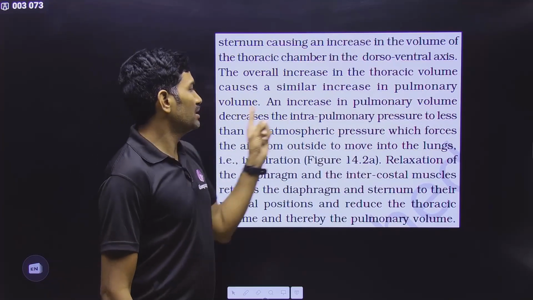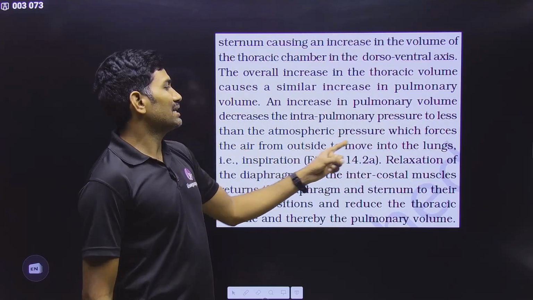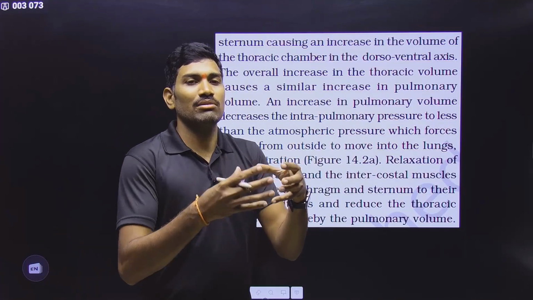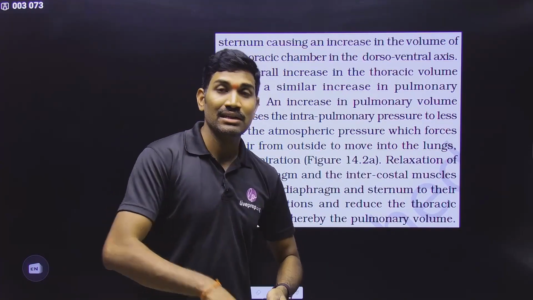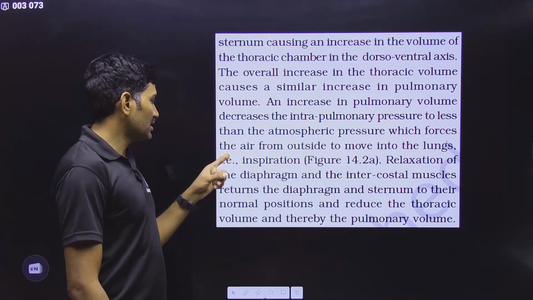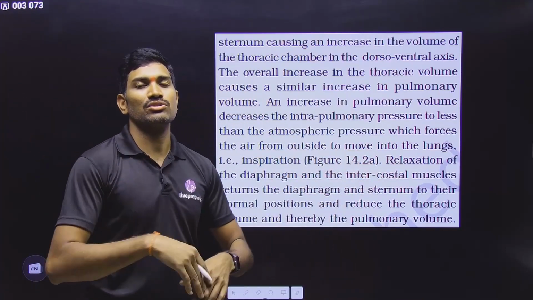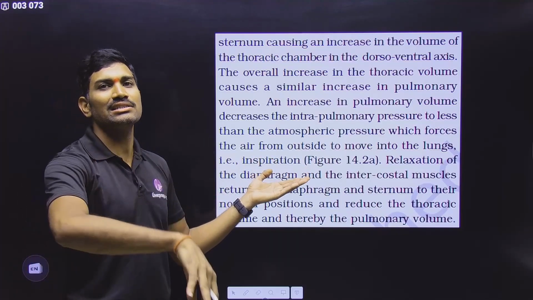An increase in pulmonary volume decreases intrapulmonary pressure to less than atmospheric pressure. So if the volume of the lung is increased, pressure is decreasing, in such a way that it is less than atmospheric pressure, which forces the air from outside to move into the lungs. This process is called inspiration. In this way, air is coming into the lungs.